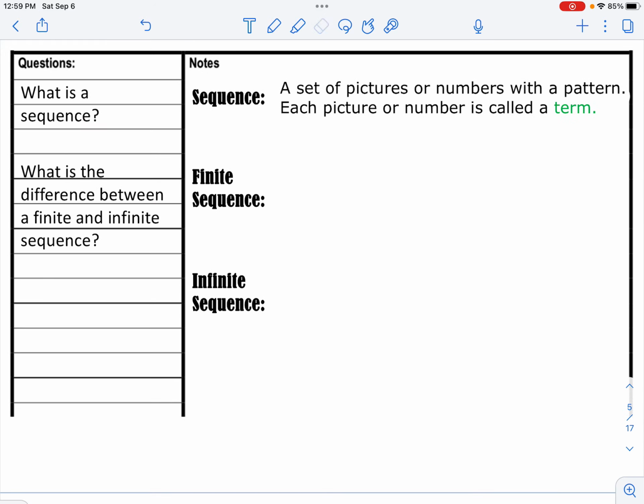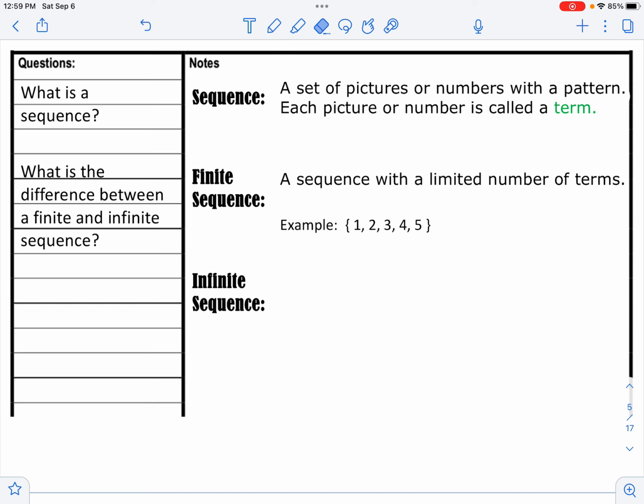Okay, we have a couple of different types of sequences. We have finite sequences. And a finite sequence, finite means just that it ends. Okay, so it stops somewhere. So a finite sequence would be a sequence with a limited number of terms. An example would just be like 1, 2, 3, 4, 5. It starts at 1, it stops at 5, and it's done. So it has an ending spot.